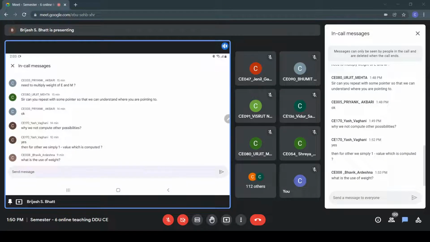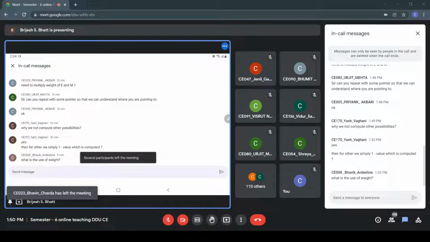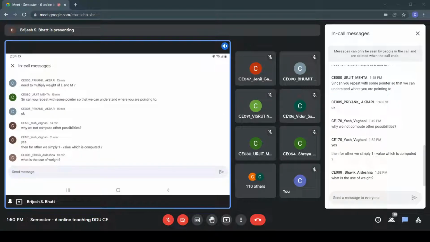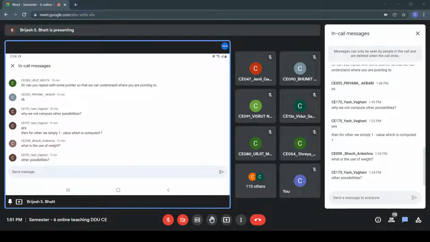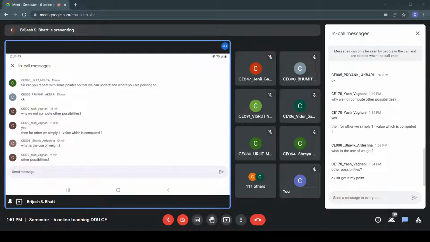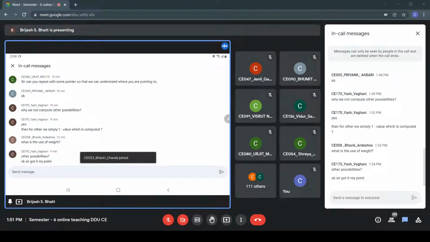Then for others, we simply take 1 minus the value which is computed. Or maybe, you can think that it is multiplied by 1. So 1 multiplied won't change anything, right? Yes, can you unmute and tell me what you are looking for? Okay, I think you got the point.